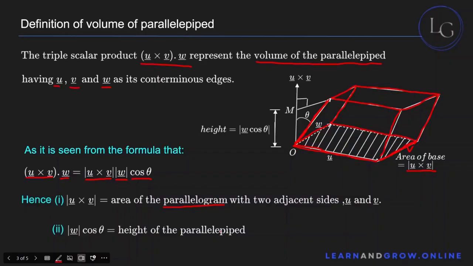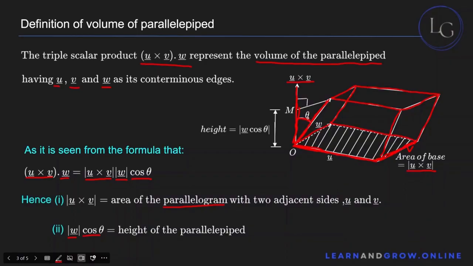And the height of the parallelepiped is equal to the magnitude of w into cos theta. Why? Because this side is w, right? And the angle between u cross v and w is equal to theta. Why is this line equal to u cross v? Because it is perpendicular to the plane of u and v, right? This is the plane of u and v, the shaded area. And this vector over here is perpendicular to the base u and v, right? So this is u cross v, and the angle between w and u cross v is theta, right?